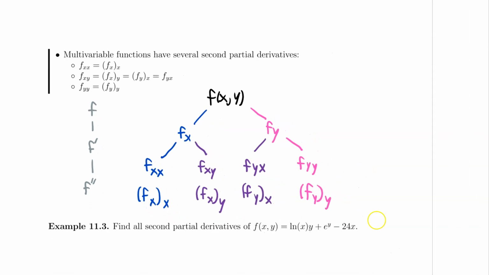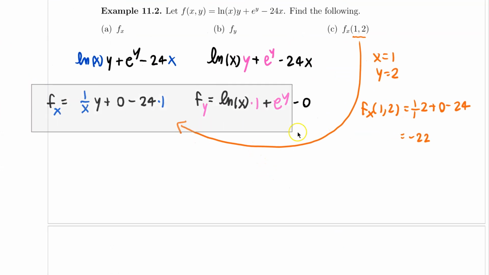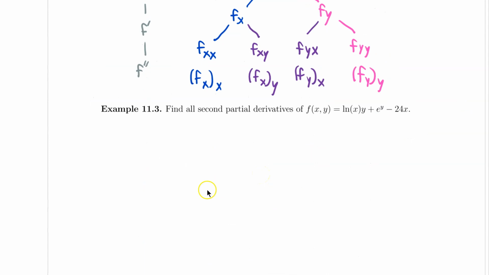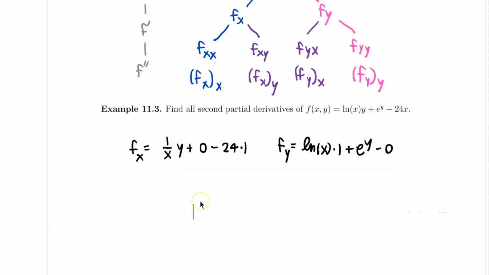So let's do that with this example here. This is actually a continuation of what we had last time, so let me copy and paste what we had from earlier. Okay, so this is what we have from the first partial derivative. Let me rewrite this a little bit. My f sub x is just x inverse times y minus 24, and my f sub y is just log x plus e to the y.